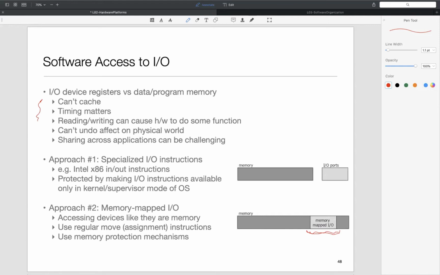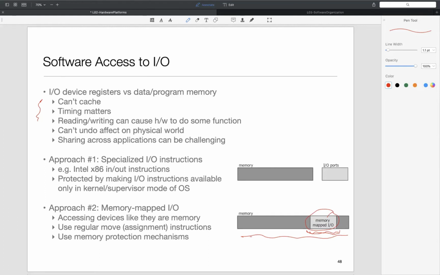But doing this results in much cleaner software, because I'm treating everything the same way. I can think of this area of memory in terms of a data structure or a class object which is mapped to it, and my software becomes a lot more elegant to write.